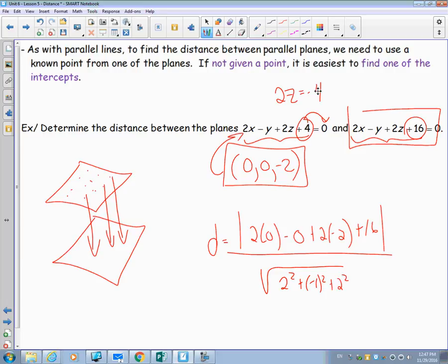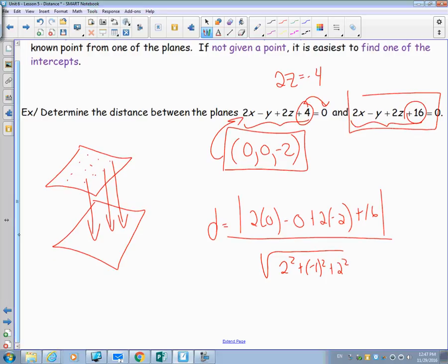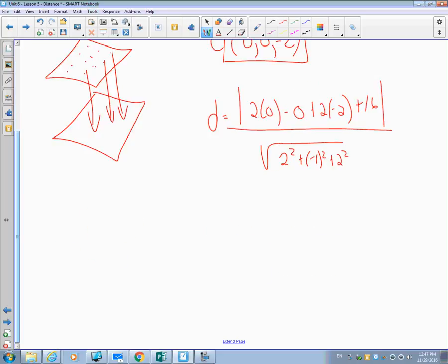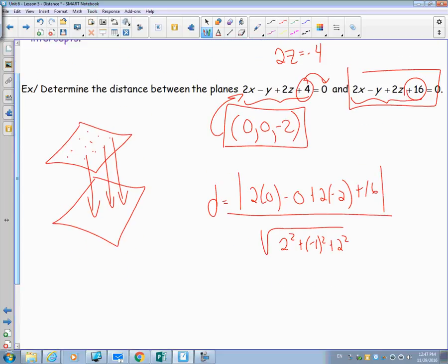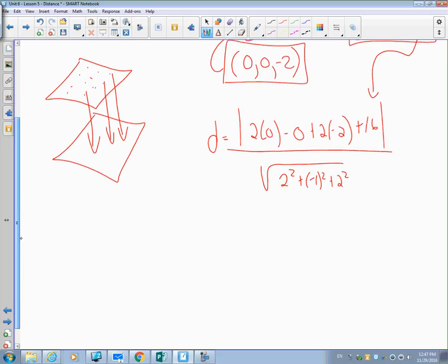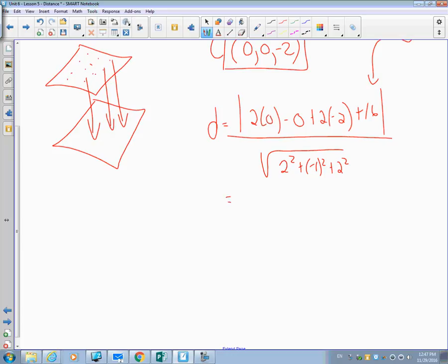And it totally wouldn't have mattered which plane you use to find your points. Just use the other plane when you're using the equation for distance. Okay, so I used points from the first one, so I had to use the 16 in the second one. That's the only real issue there, right? Okay, up top, we're going to get 12. On the bottom, we get square root of 9, which is really 12 over 3, which is 4 units. And that one came out to a whole number.